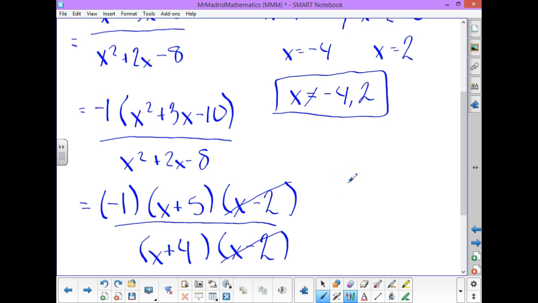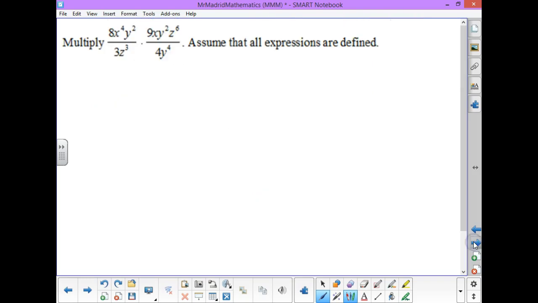Let's go ahead and move on here. What do we got? Multiply the following, assume all expressions are defined.